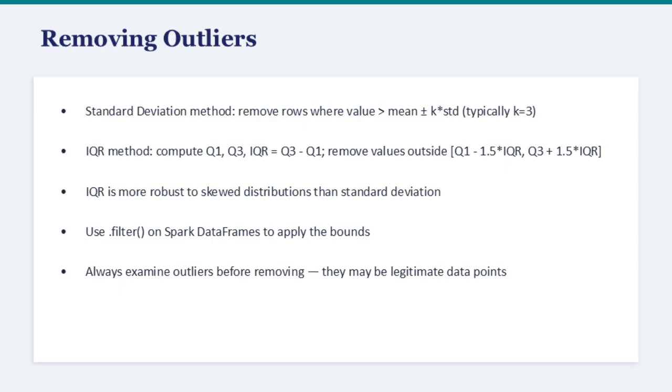The key exam point: IQR is far more robust for skewed distributions because it doesn't assume normality. The standard deviation method can be misleading when your data is heavily skewed. In Spark, you apply these bounds using the dot filter method on your data frame. And an important practical note is to always examine outliers before removing them. Sometimes they might be legitimate data points and not errors.